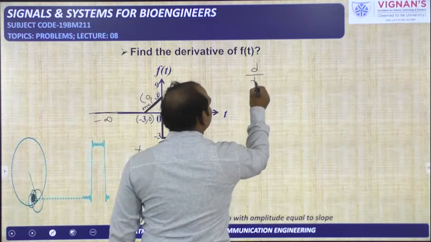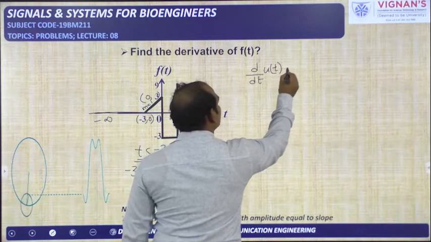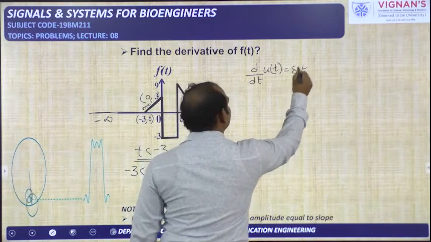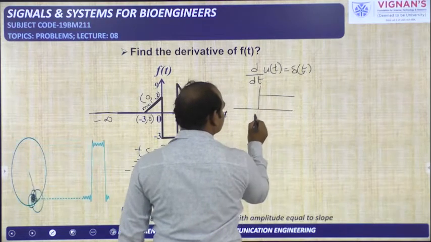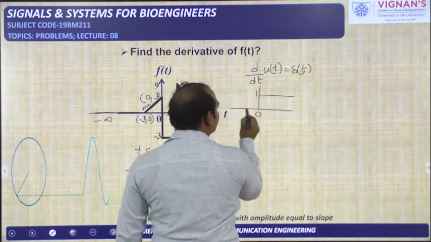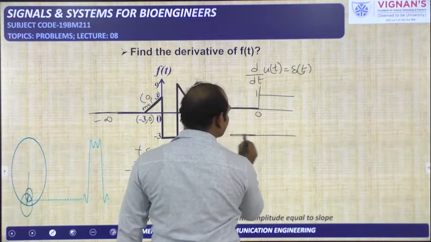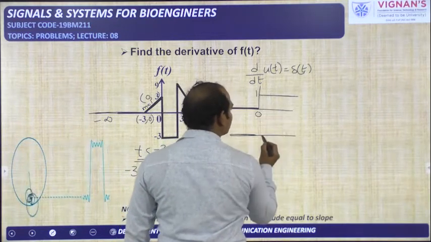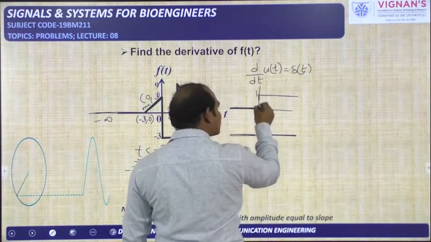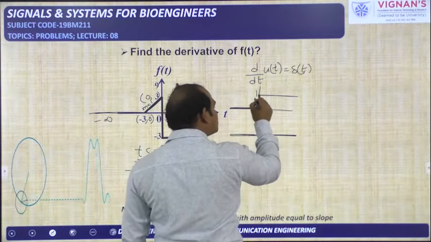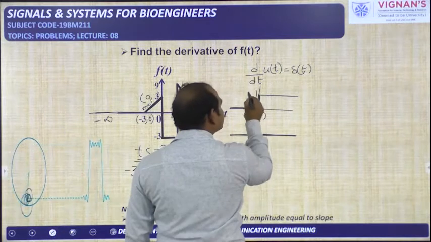in the last class we discussed d by dt of u of t, which we wrote as del of t, because u of t is like this. For the negative side the amplitude is 0, so the derivative is 0. For the positive side the amplitude is 1, so the derivative is 0. But exactly at t equal to 0, there is a discontinuity. The amplitude suddenly rises from 0 to 1. So the points are (0, 0) and (0, 1).